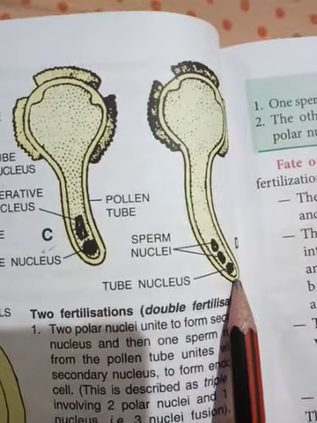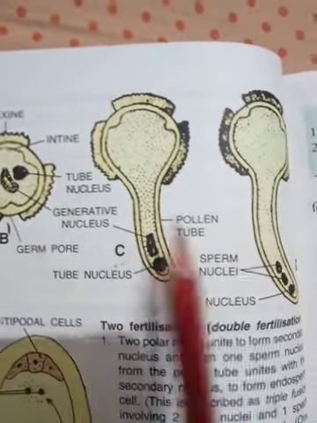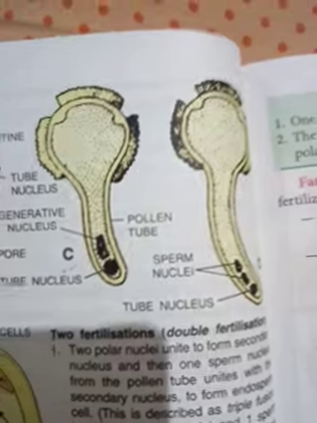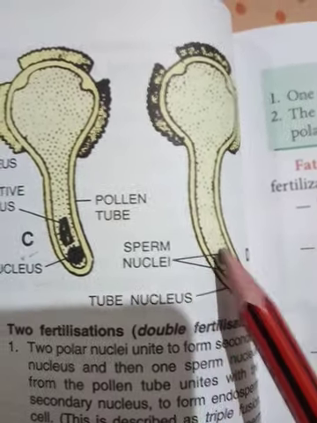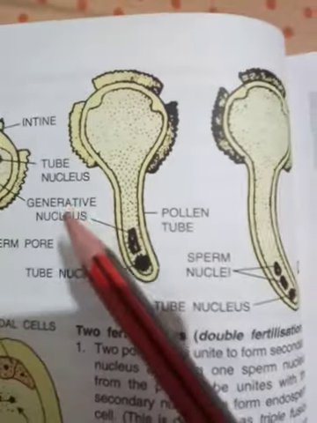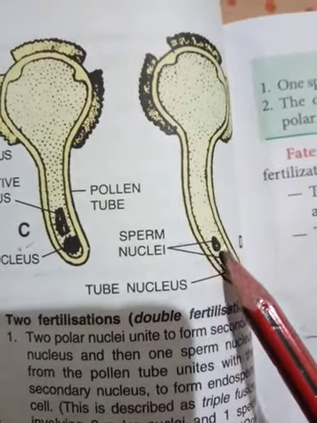Tube nucleus is for this pollen tube, and this generative nucleus which is present over here, after the growth of this pollen tube divides into two, that is, this generative nucleus divides into two and they are known as sperm nuclei, two sperm nuclei.